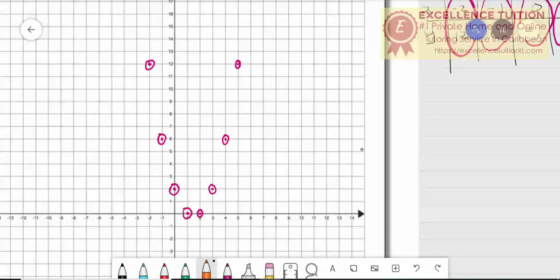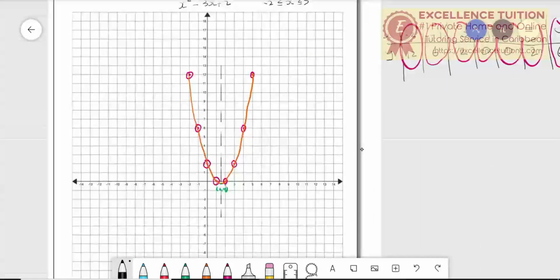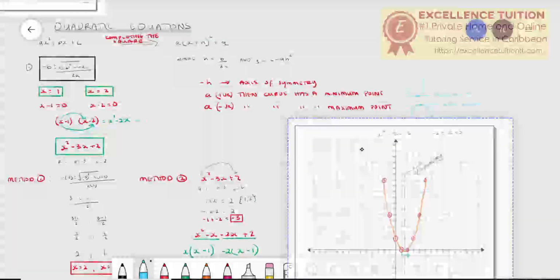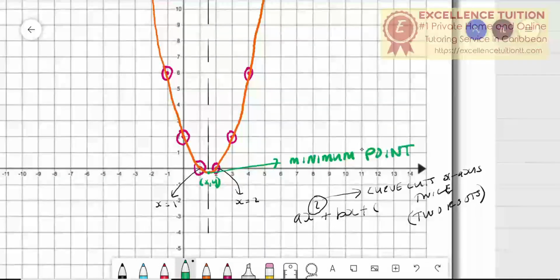Let's see if I could improve on the shape of that graph. Symmetry. Look at that. You would have cut the curve in 2 equal portions. So this is known as the axis of symmetry. That's the same graph, and remember we know beforehand that a must be positive in order for us to get a minimum point.